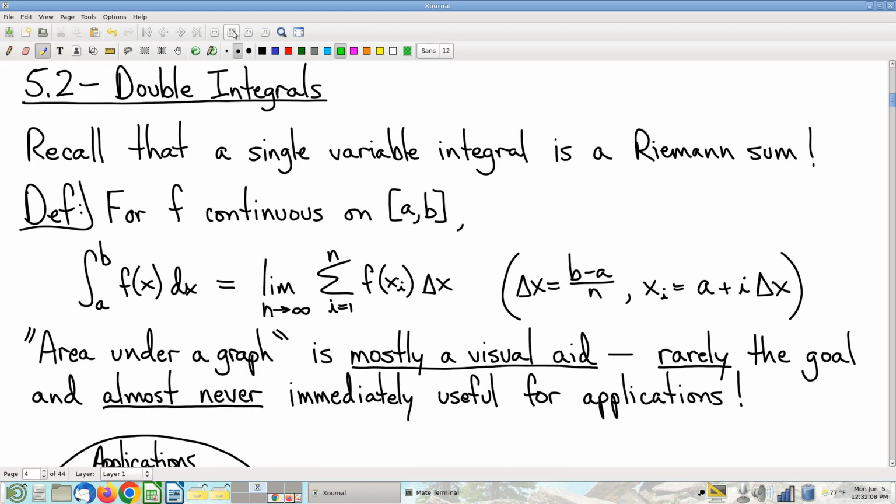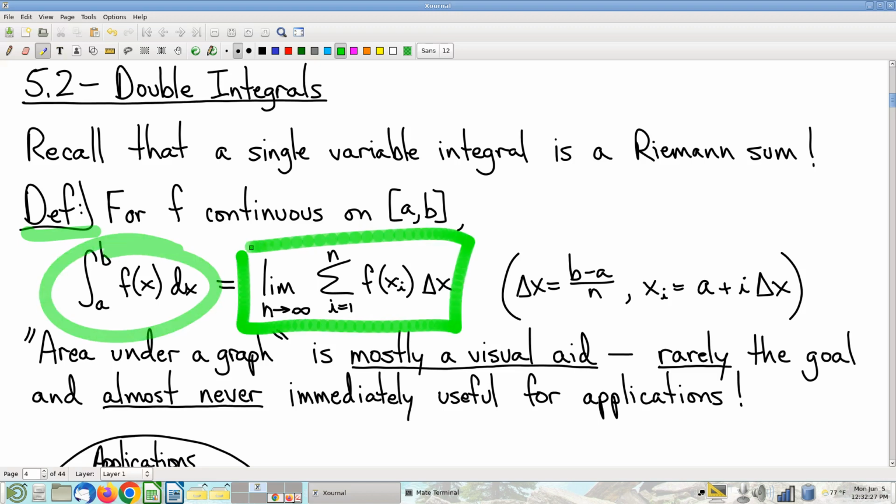I'm going to have to segue into it a little bit. First, I want to remind y'all, don't forget single variable calculus is a prerequisite, right? So I'm going to assume that y'all are good on single variable integrals, and in particular, the definition of a single variable integral as a Riemann sum. So I hope that y'all are comfortable with that.